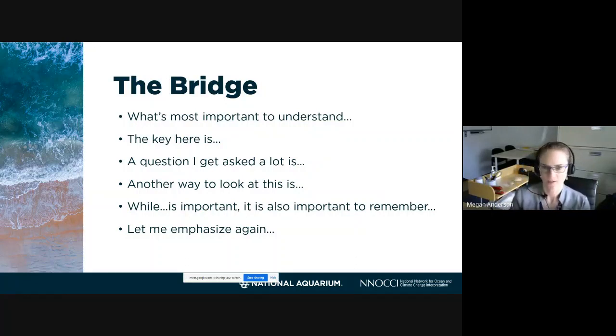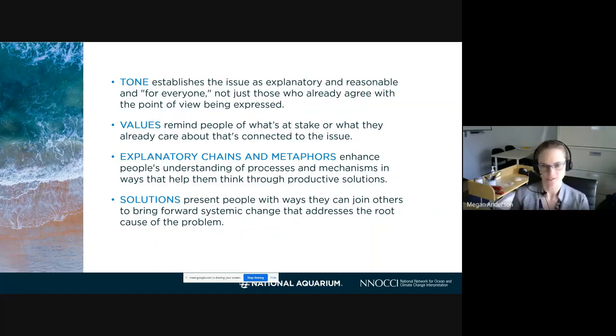Okay. All right, here are some more tools. This is the rest of the toolkit. Thinking about the tone you use in your conversation, thinking about using values to help connect people to what really matters to them, using explanatory chains and metaphors to help make big concepts much more understandable and sticky to your audiences, and then of course solutions, and this presentation is a good example of the balance of solutions to other things in your conversation.